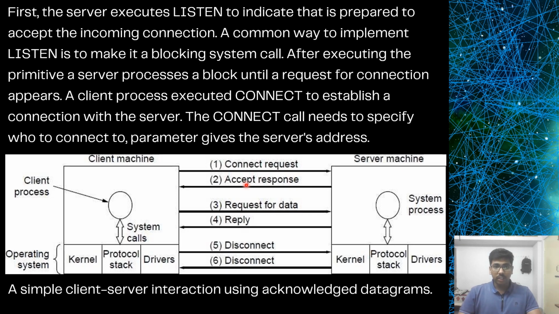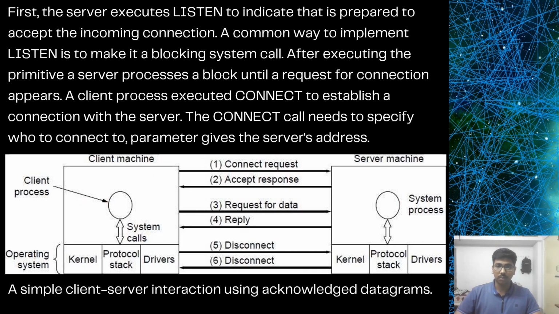First, the server executes listen to indicate that it is prepared to accept an incoming connection. A common way to implement listen is to make a blocking system call. After executing the primitive, the server process is blocked until a request for connection appears. The client process executes connect to establish the connection with the server. The connect call needs to specify who to connect to, so a parameter gives the server's address. Here is a simple client-server interaction using acknowledgement datagrams.